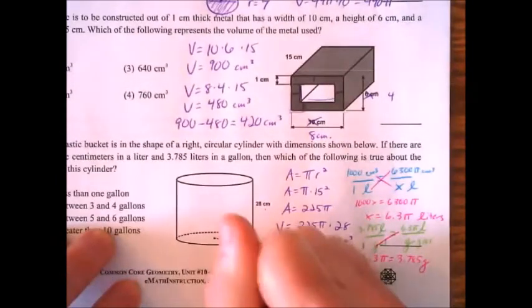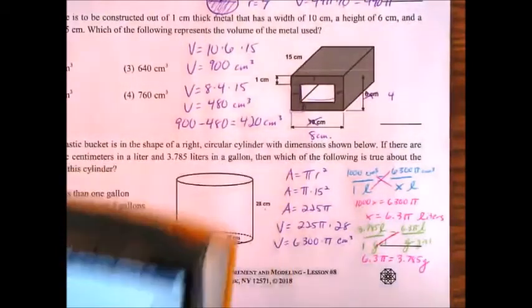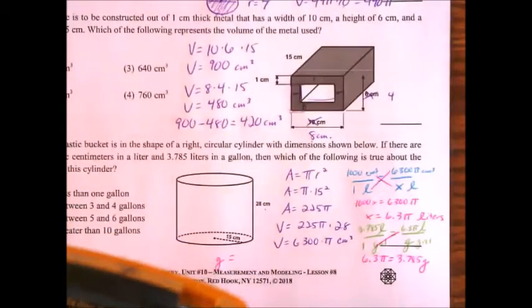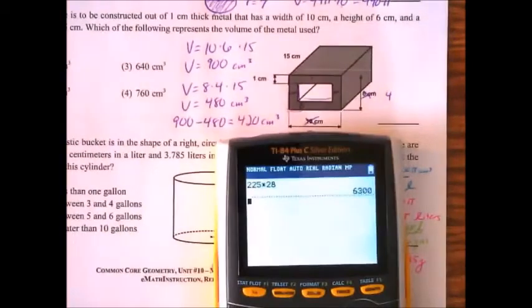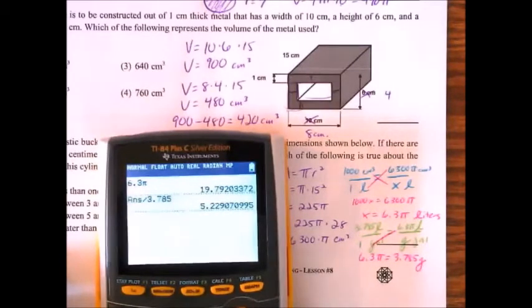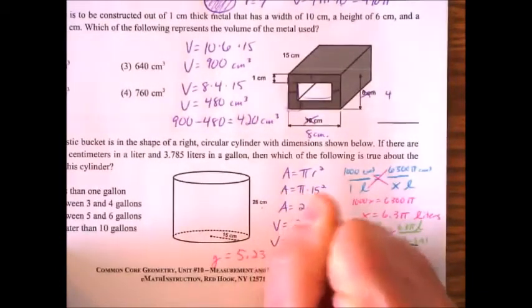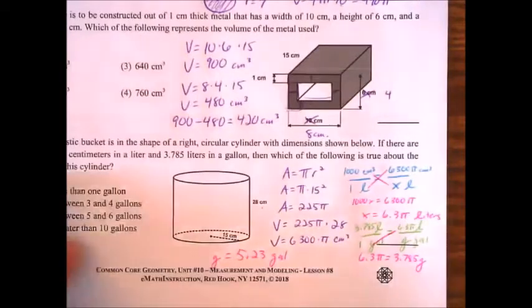So the gallons, I'm going to type this all into my calculator. So let's see here. Does that help? A little, yep. All right, so I'm going to do 6.3 times pi. Then I'm going to divide by 3.785. And I get 5.229. So let's say about 5.23. So about 5.23 gallons. So which choice makes the most sense?